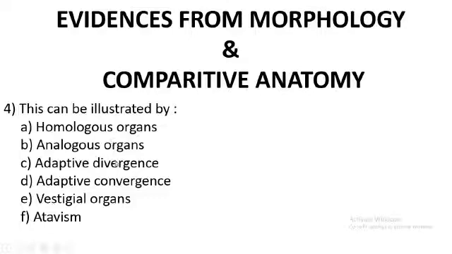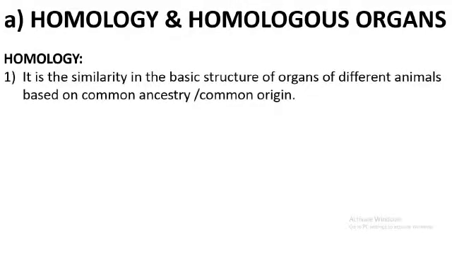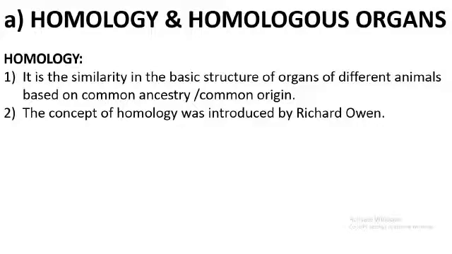Homologous organs, analogous organs, adaptive divergence and adaptive convergence. Let us go for homologous organs, or homology. What is homology? It is the similarity in the basic structure of organs of different animals based on common ancestry or common origin. That is, the organ build-up will remain the same. We'll speak about the examples later. This sort of similarity tells that they have common ancestors.